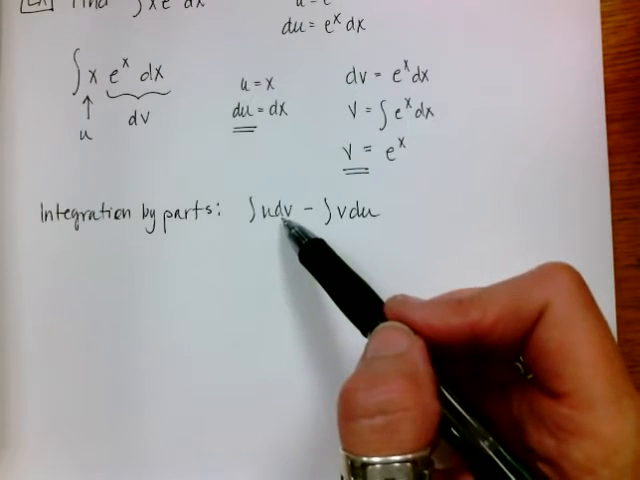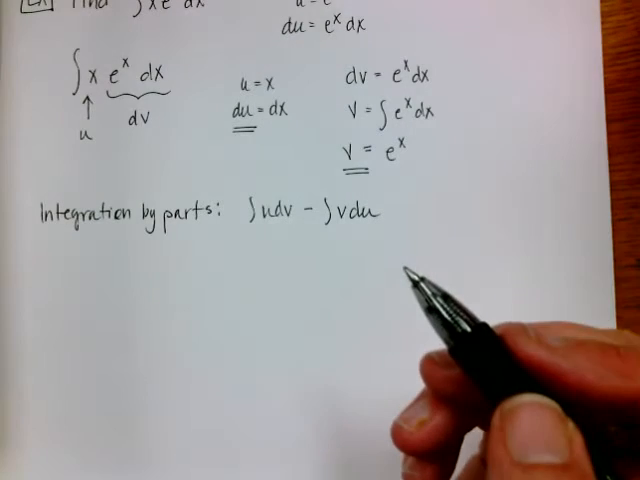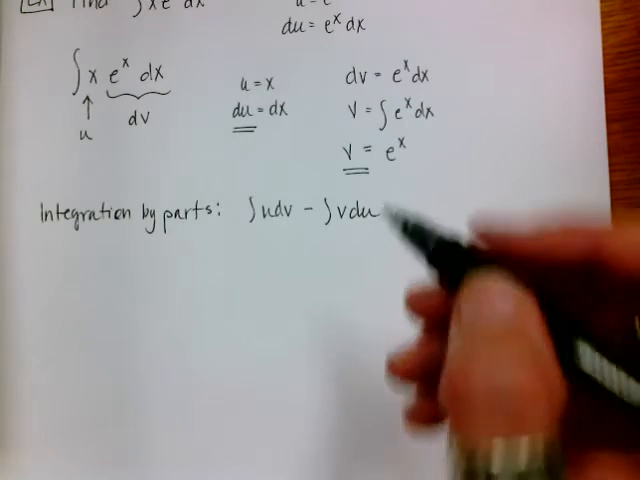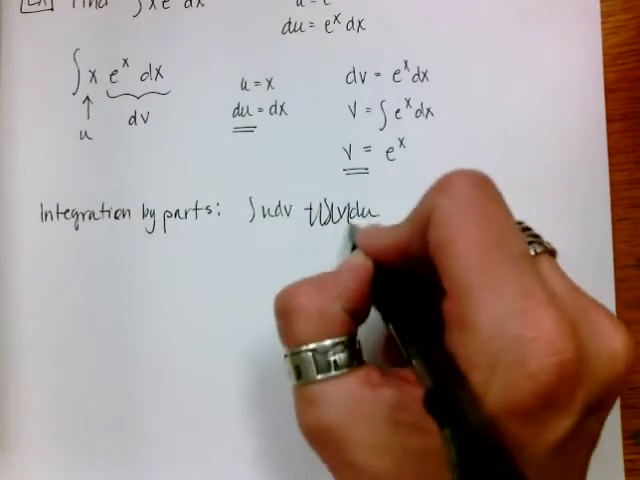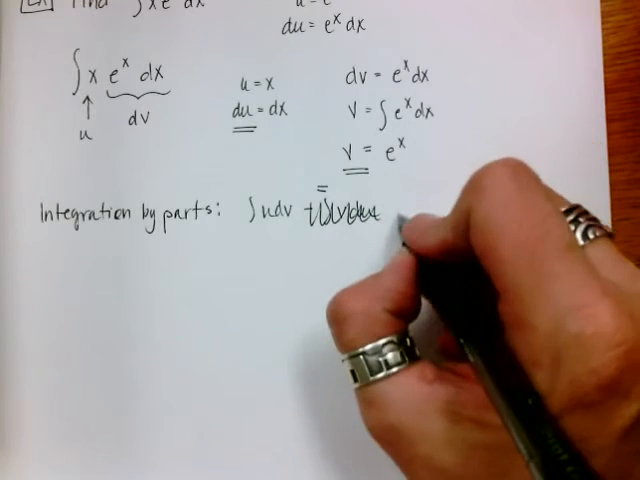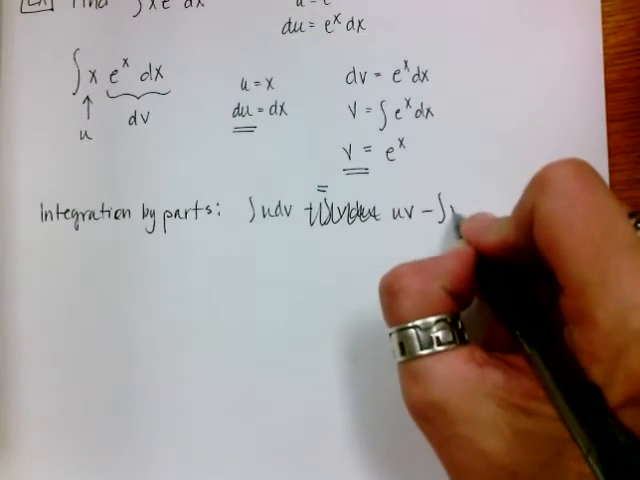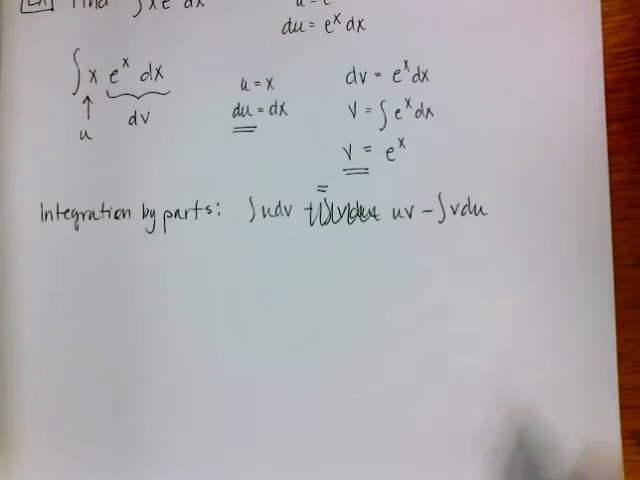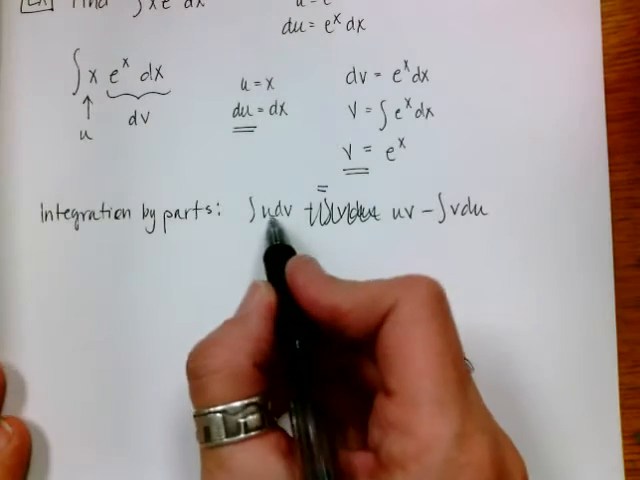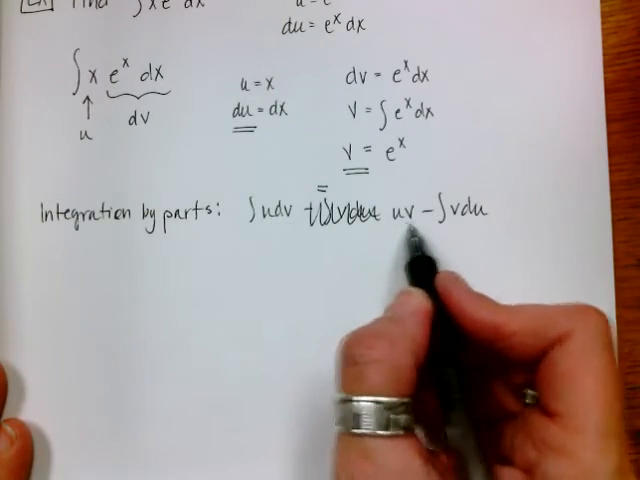So now let's, oh, I wrote it down wrong. My bad. I was thinking, what the heck? Equals u times v minus the integral of v du. I forgot a piece. There we go. So now this is our original integral, and this is where we're going.